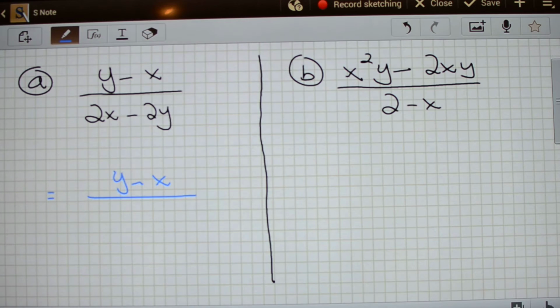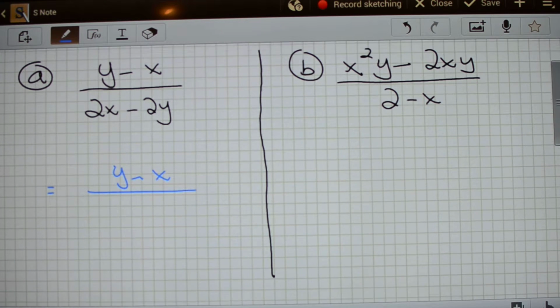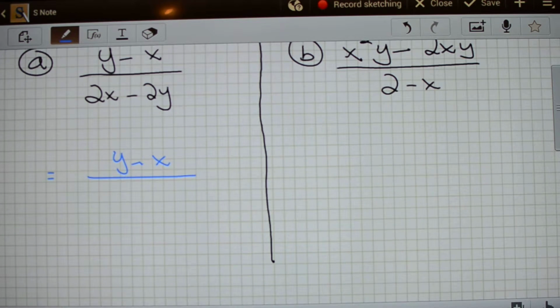Okay. At least not for right now. I'm going to show you something we have to do. For right now, we're going to leave the top, but I'm going to show you in a minute something that we have to do. On the bottom, we're going to factor off a 2.